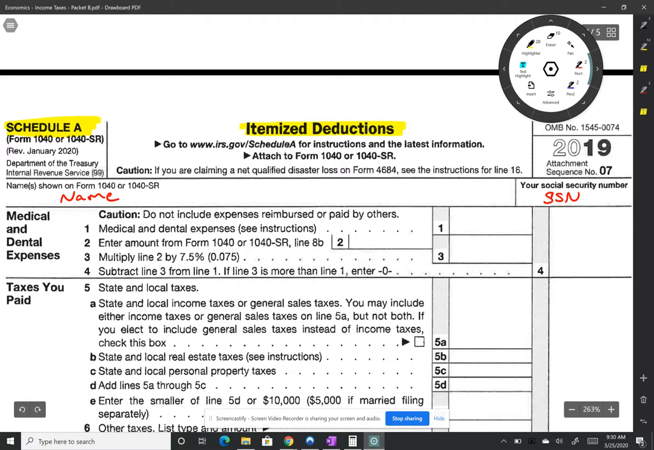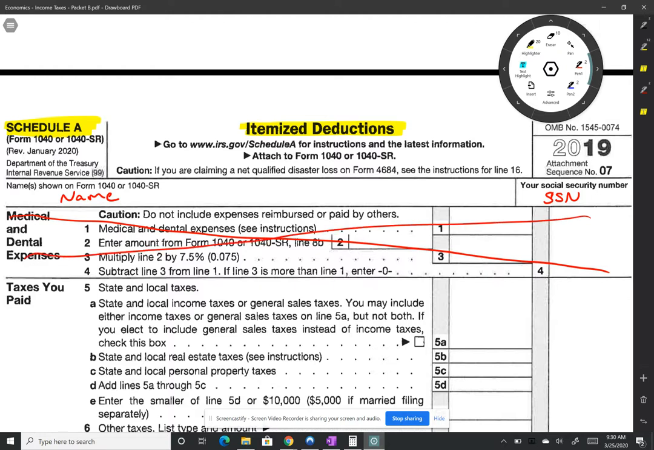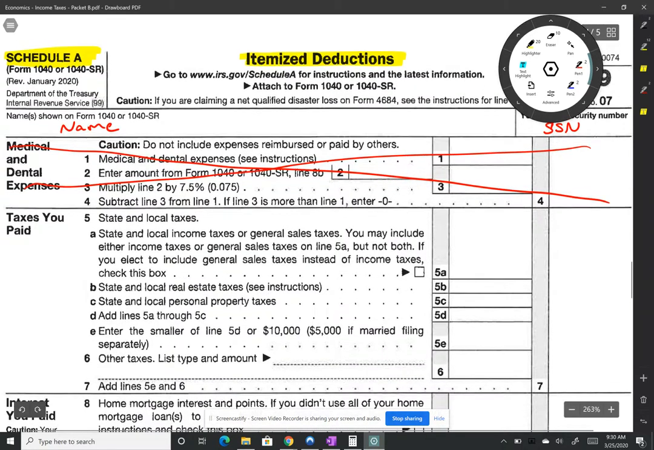Okay, but for this first section, medical and dental expenses, we're not going to bother. That will complicate things more than we want to right now. So we're not going to bother with that. We're going to start up here with the taxes you pay. This is our state and local taxes.